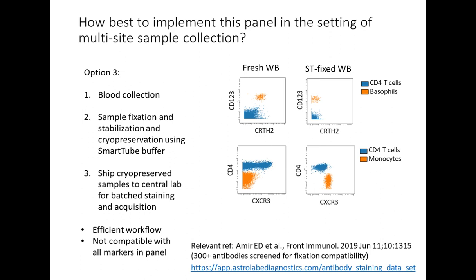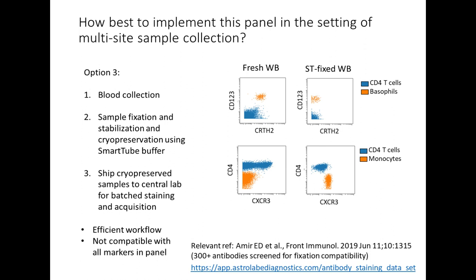You can see that CRTH2, which stains basophils very effectively in whole blood, that staining is completely lost in that Smart Tube fixed whole blood. Another example here is CXCR3, a chemokine receptor, where you can see that we have a different problem. In the whole blood, we can see that nice resolution of CXCR3 positive versus negative CD4 T cells. Monocytes are predominantly negative. But in the Smart Tube fixed whole blood, we lose that positive discrimination on the CD4 T cells, and we gain this non-specific background staining on the CD14 monocytes. So certain marker distributions are definitely affected by fixation.